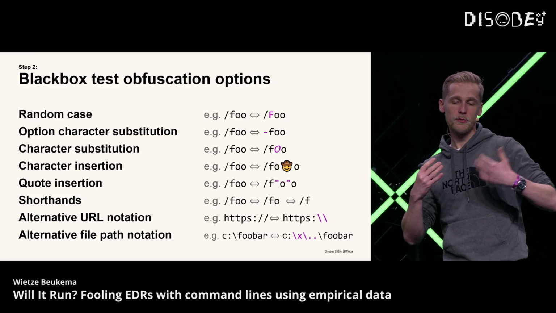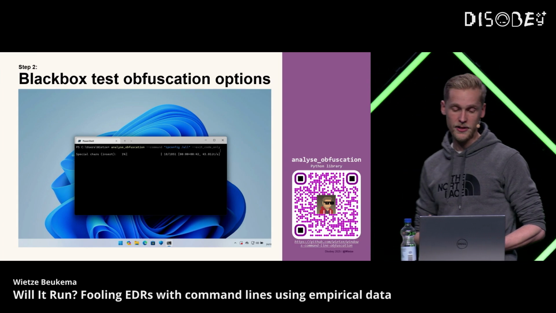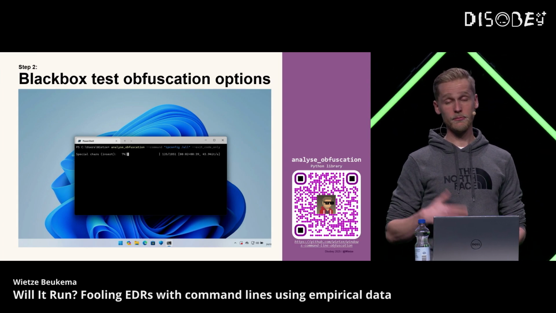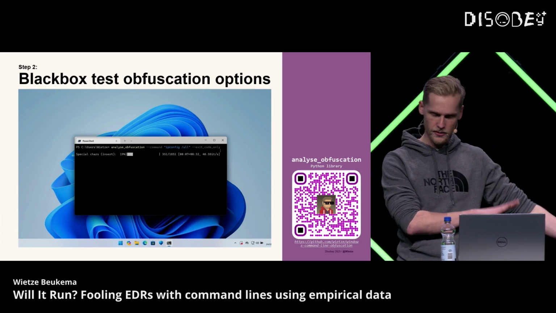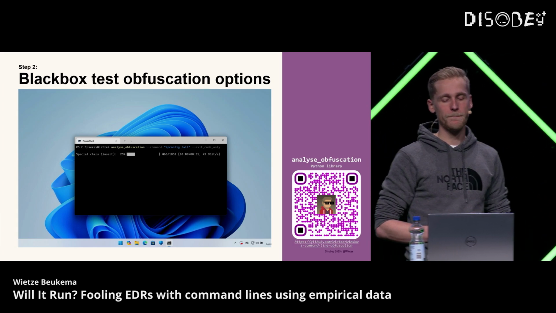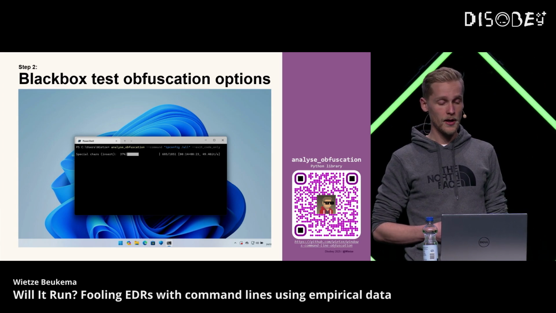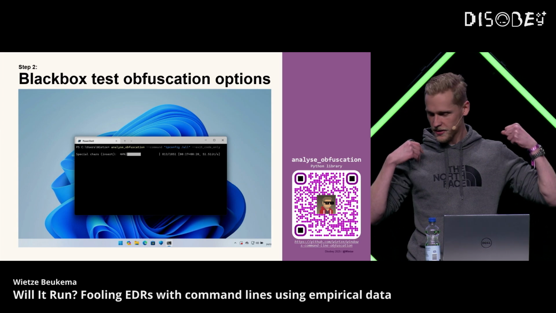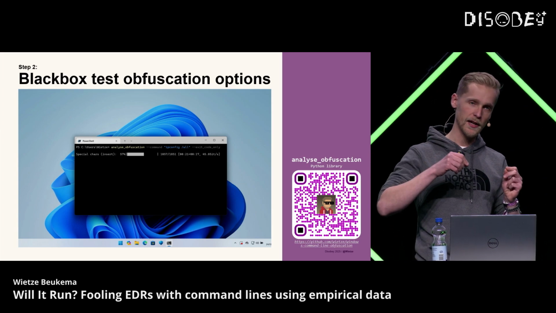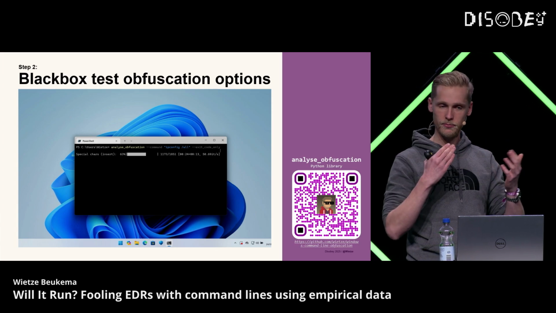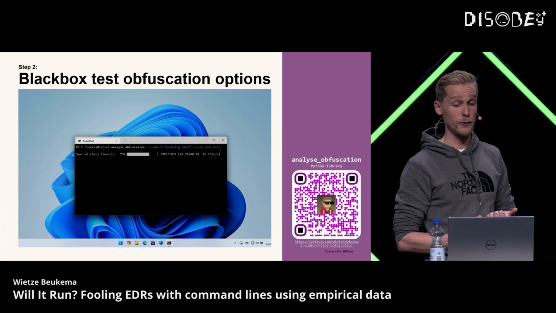So I wrote a little script that you can access if you want. Here you see it in action. It's called Analyze Obfuscation. It's a Python module. It also works for other platforms. Today I'm talking mostly about Windows, but it also works for other platforms. And it's simple, you give it a command. So here you can see I gave it ipconfig/all. What it then does, it just runs hundreds of ipconfig/alls in parallel, changes small things like the option character, tries to apply different Unicode characters, and then it just reports on the outcome.